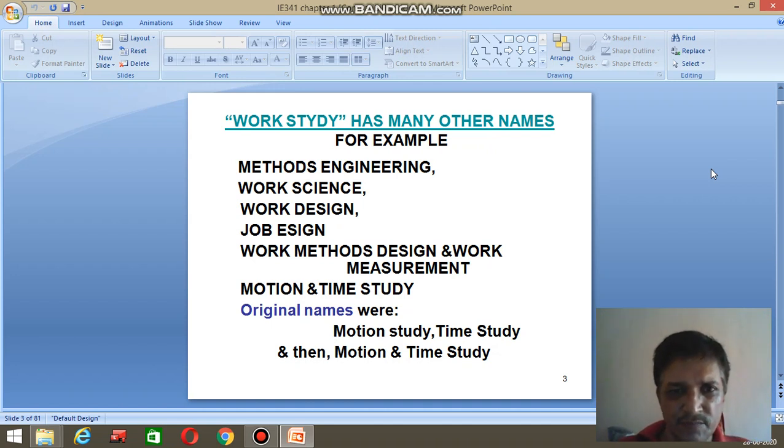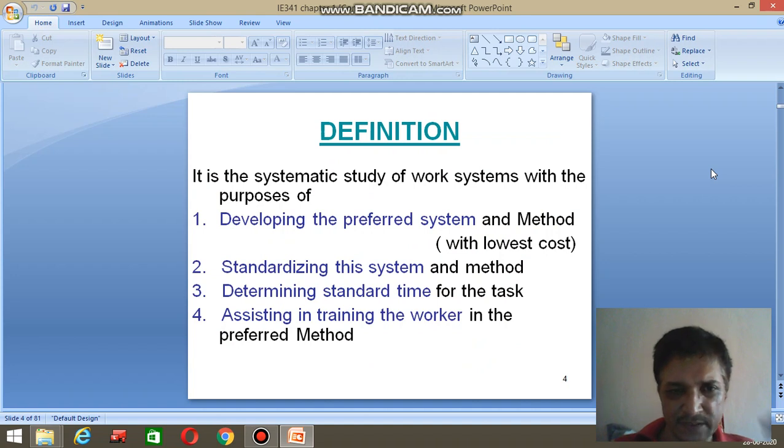It is known by different names by different people. It is also known as methods engineering, work science, work design, job design, work methods and design, and work measurement, motion and time study, and likewise. So there are so many different ways with the help of which normally this subject is known.